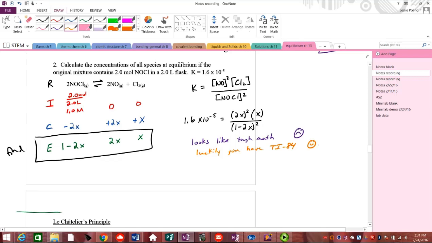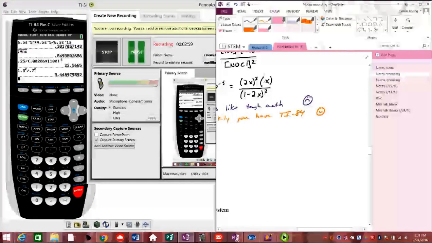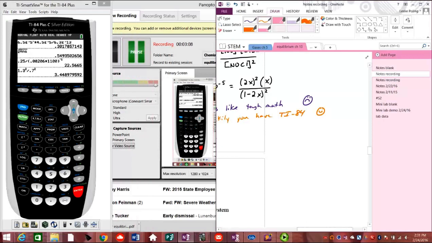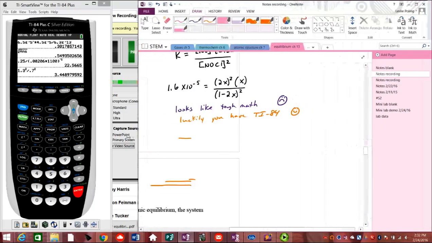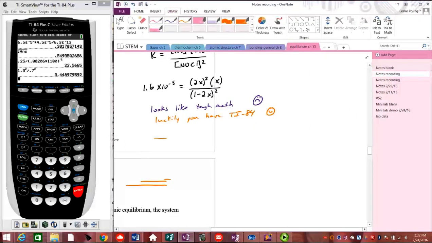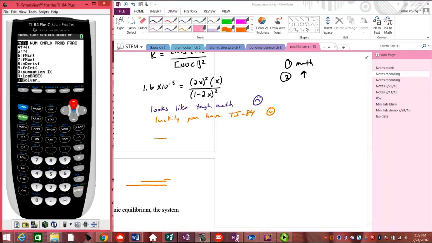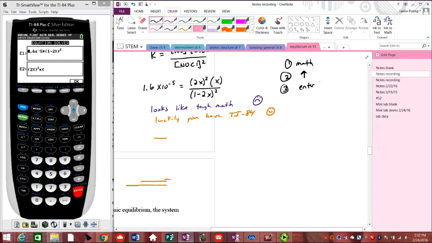Luckily, you have a TI-84 calculator. So, let's see how the calculator is going to make our lives so much easier in doing this problem. Oh, now let's see if I can grab this thing and drag it over. There we go. That would make my life easier. Okay, so on your calculator, you want to hit the math button. Now you want to just go up one, because what you want is solver. And now you have equation solver.